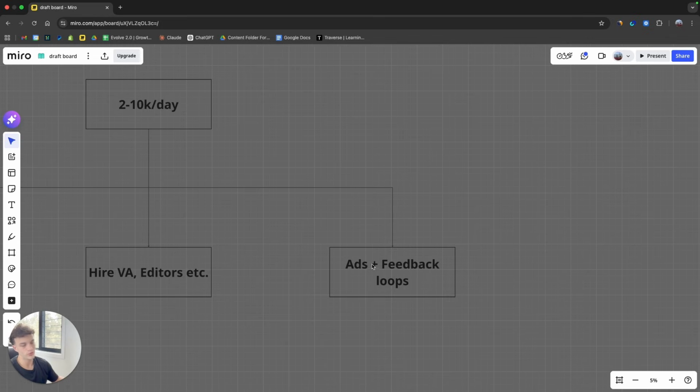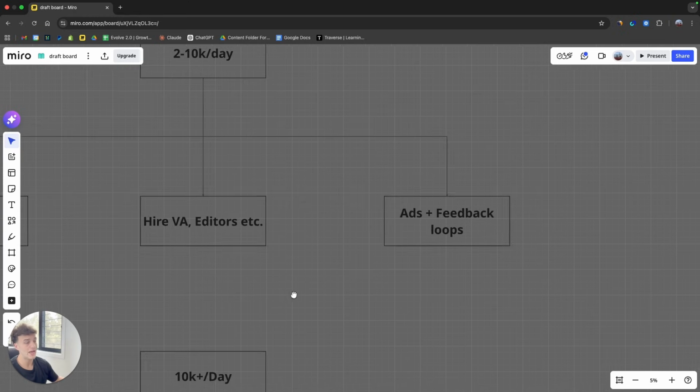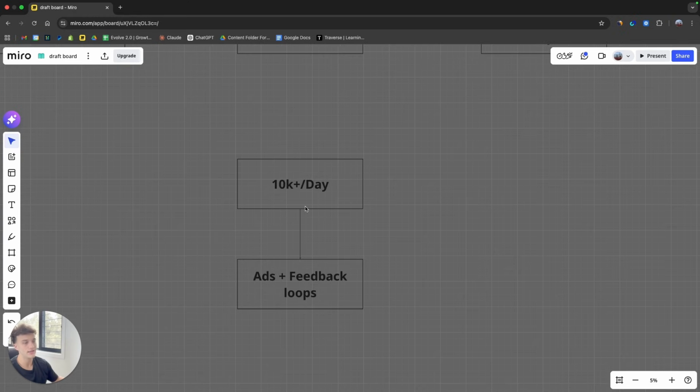And then still, we're going to be putting majority of our focus towards ads and feedback loops, because this is just the most important thing at any stage. And that's why for 10K a day, I boiled it down to ads plus feedback loops, because this is all we did to scale from 10K a day to 50K a day. I mean, we kind of jumped from 1K a day to 50K a day, but it was just through making crazy good ads. So that is where I'd be putting most of your focus here.